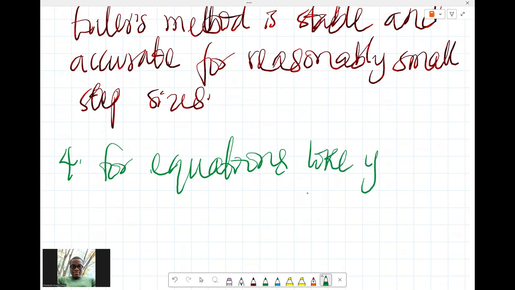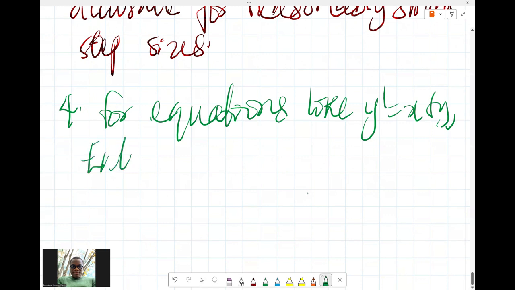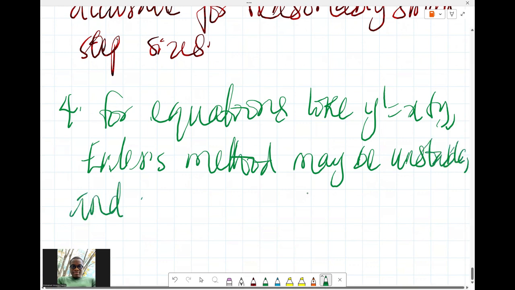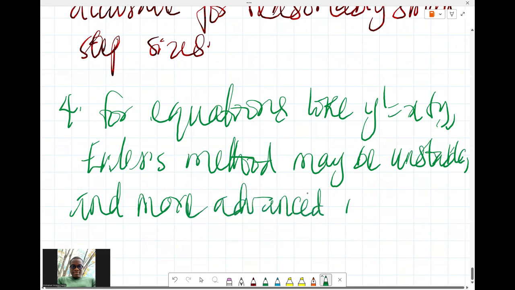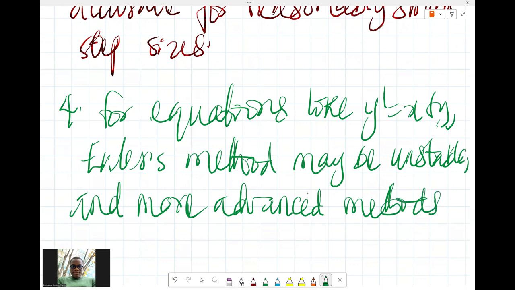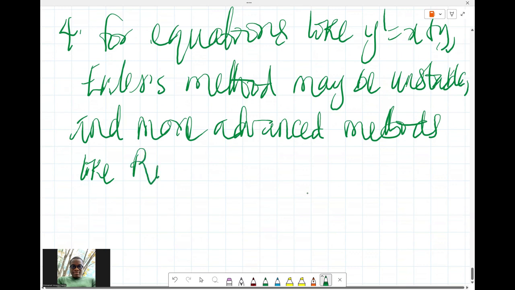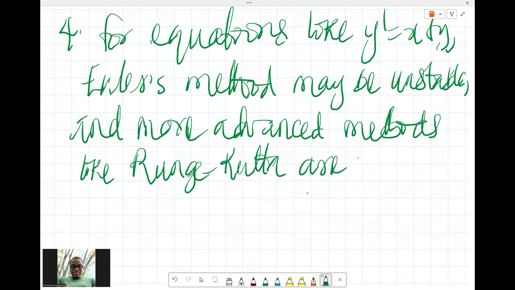Okay, then we also have number 4: for equations like y prime equals x plus y, Euler's method may be unstable, and more advanced methods like Runge-Kutta are recommended for stability.